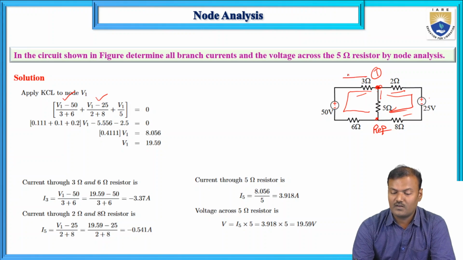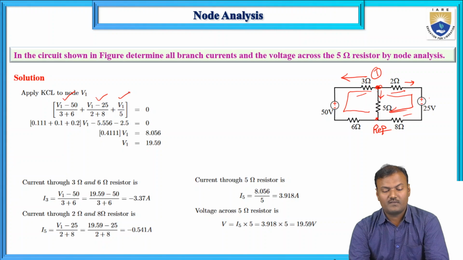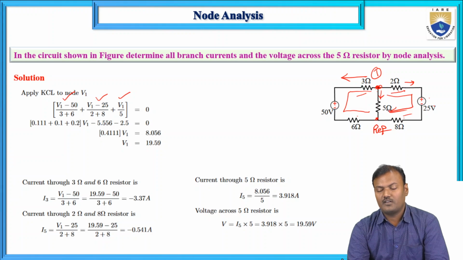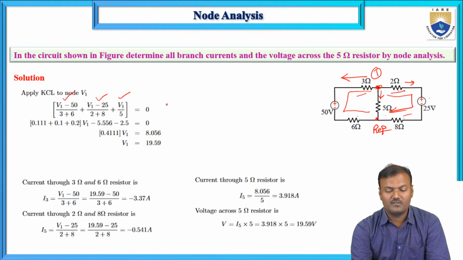All currents, we are assuming always for the sake of simplicity, are leaving from this node. So the sum is equal to 0: (V1 - 50)/(3 + 6) plus (V1 - 25)/(2 + 8) plus V1/5. The sum of all these currents is equal to 0. So V1 is obtained as 19.59 volts. After getting the value of voltage V1, we can calculate the current flowing through all these resistors.